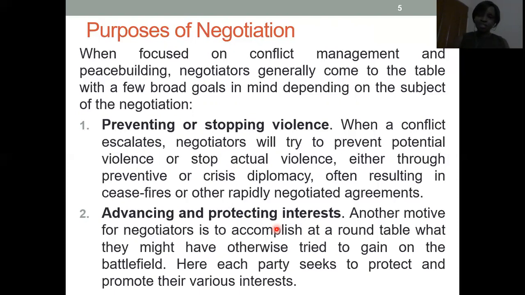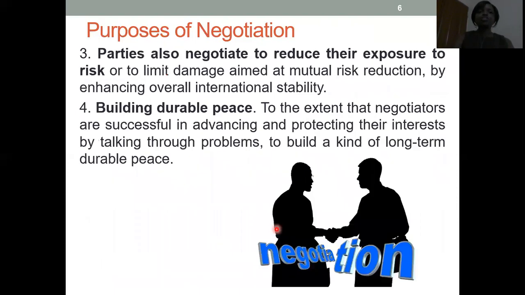So you're going to try and protect that border from being taken by the other party. That is advancing or protecting the interests of either party. You're also going to look at reducing exposure to risk. You're going to help these parties to negotiate such that they can reduce or limit damage to their interests, by enhancing their overall international stability.